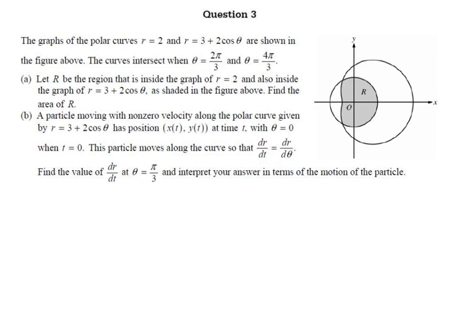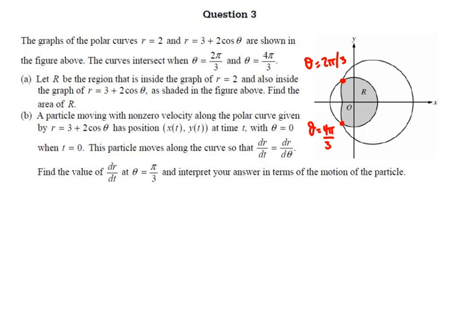2007 BC question 3. We have the graph of the polar curve r equals 2, that's the circle in the center, and r equals 3 plus 2 cosine of theta, which is the limacon shape there. And the curves intersect when theta is equal to 2 pi over 3 and 4 pi over 3. And so I've noted those there.